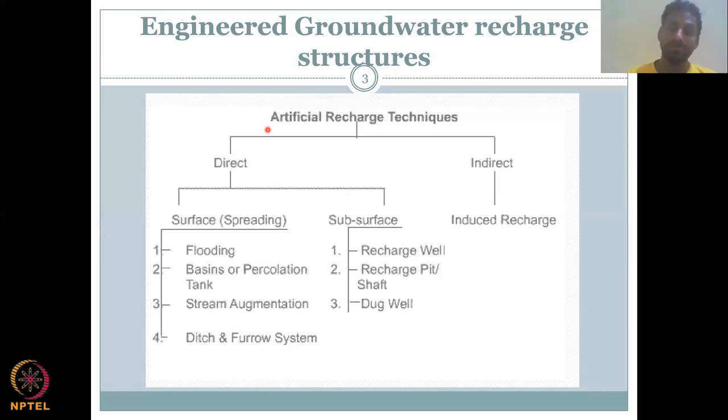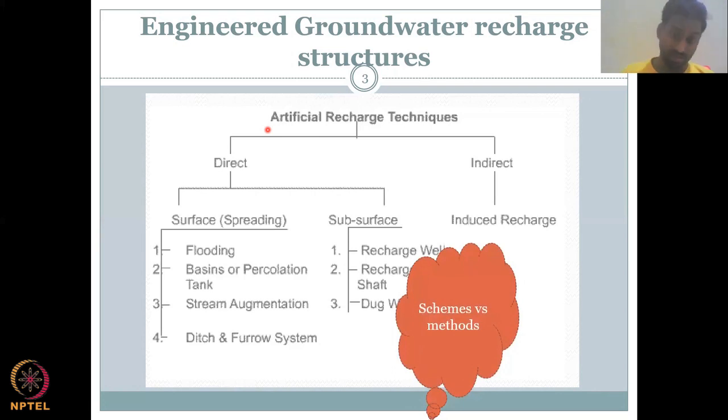In the subsurface, we have the recharge well, the recharge pit shaft, and the dug well, where most of these are wells, and those wells have to be built inside the ground, whereas the surface techniques are on top of the ground. For subsurface techniques, you have to dig and then put it in for the action to take place. The indirect method is induced recharge, which is mostly by pumping water into it, which is not a very commonly used method. So we will focus on the direct method.